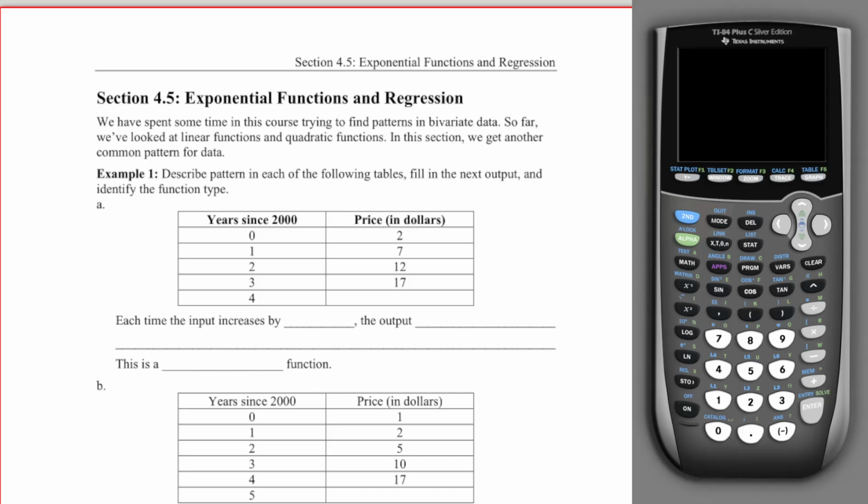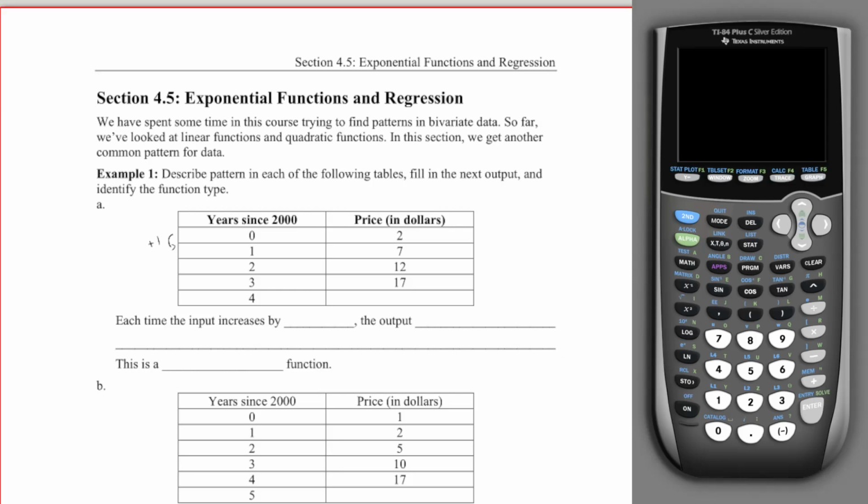So far in this course, we have seen two patterns for relationships between two variables. We've seen the linear pattern and the quadratic pattern. In this section, we're going to see a third type of pattern for the relationship between two variables. The two patterns that we've seen before are displayed in our first two example tables here.